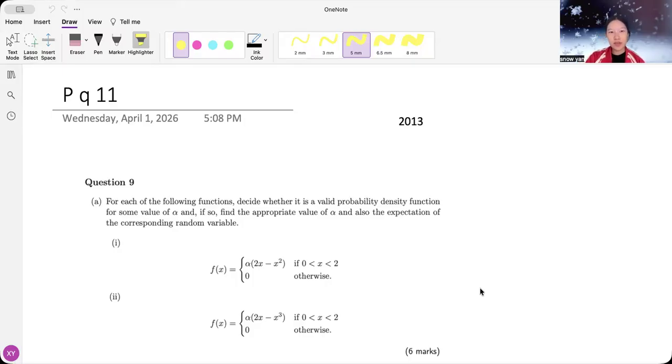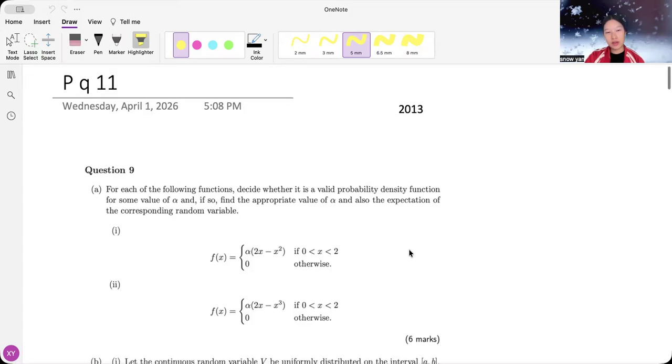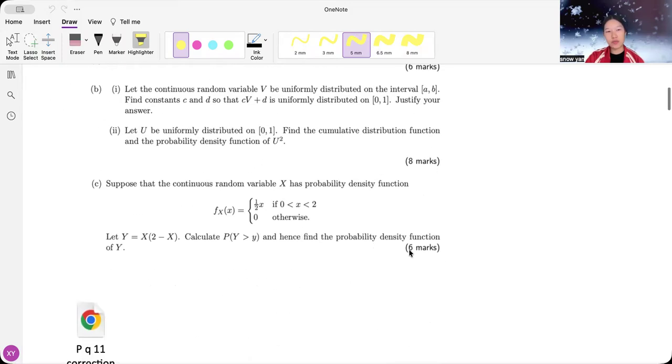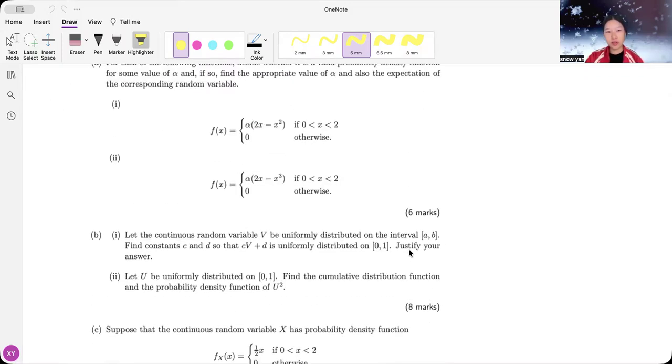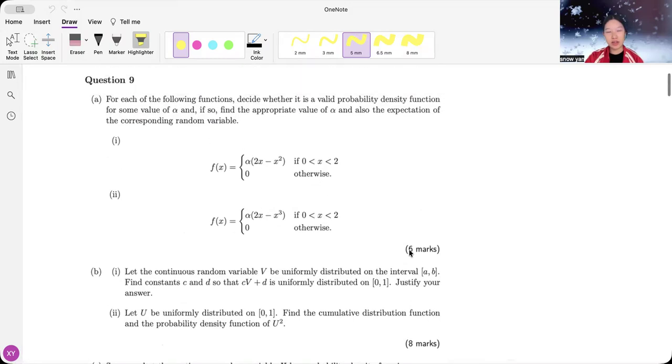Hello, let's go over this probability question. I think overall this probability question I did relatively well on because it was pretty standardized, I'd say.